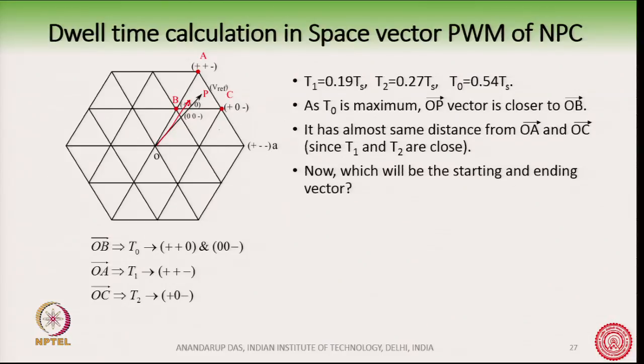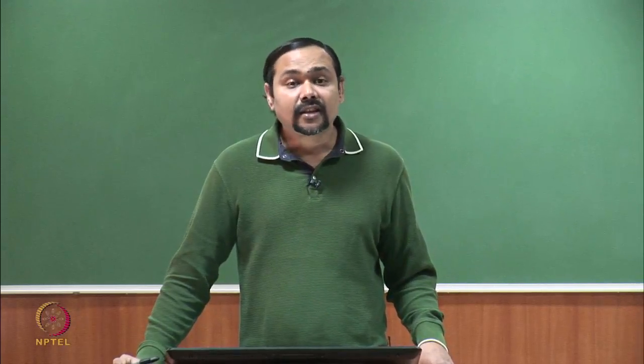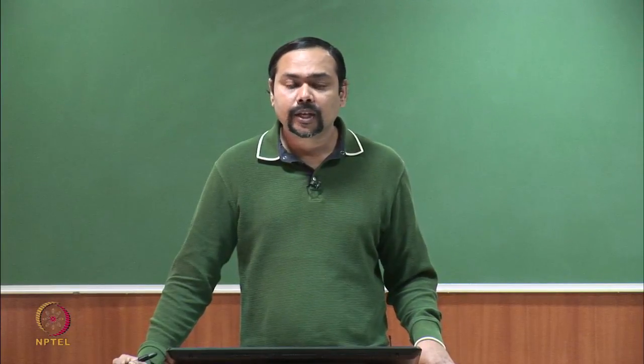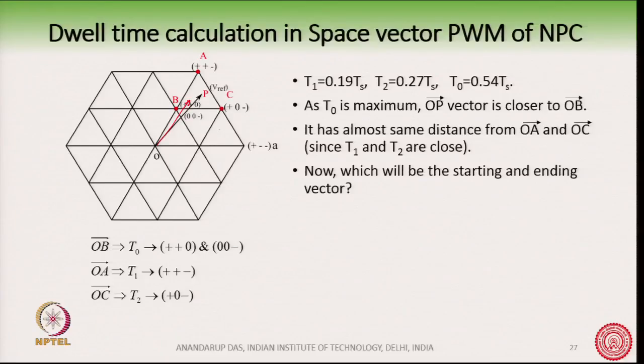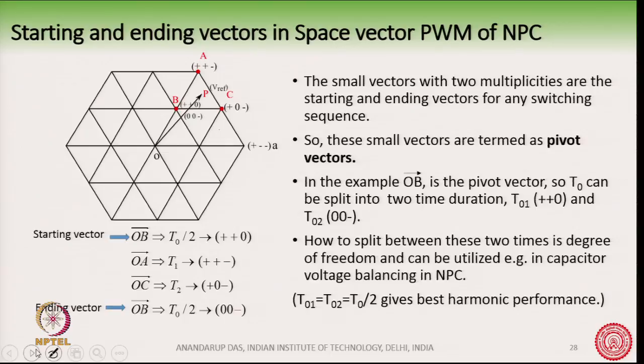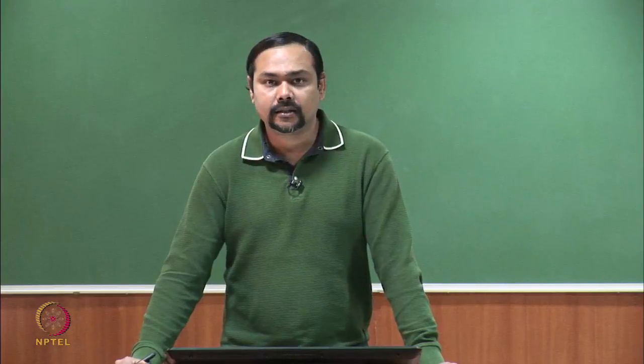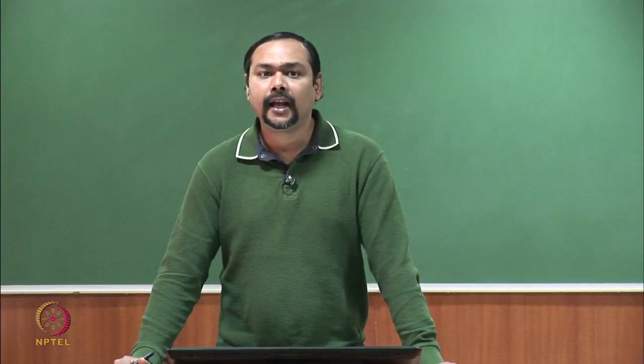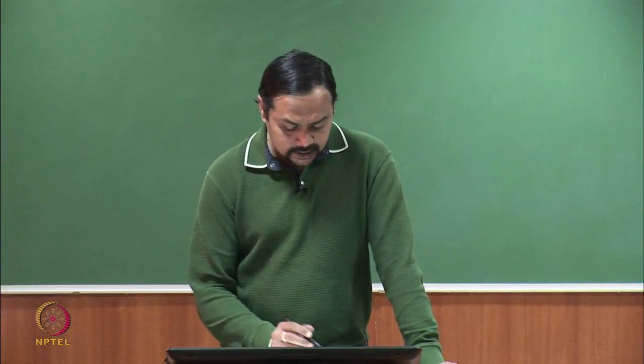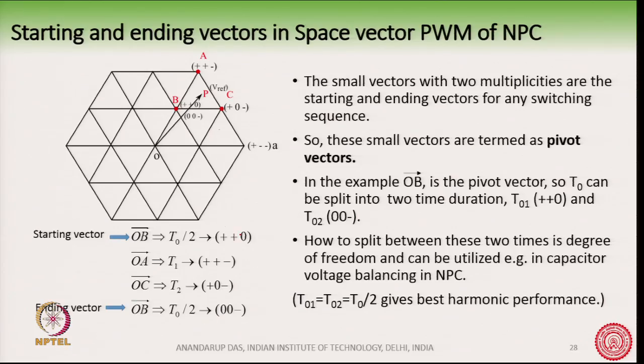Now, the question is, as I was discussing, which will be the starting and ending vectors. Okay. So, now we know these are the weightages of the 3 vectors, and which one will be the starting and ending vector. For that we observe that we should start with the B vector. Okay. We should start and end with the B vector as it is shown here.